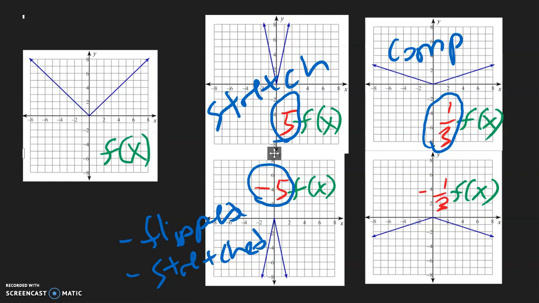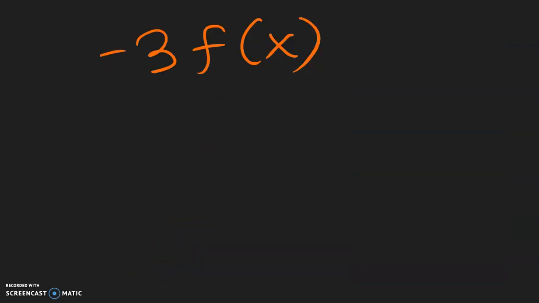So that's a stretch. And this last example here, that negative tells you it's going to be flipped, or actually we should say it's reflected over the x-axis. And because it's 1/3, which is smaller than 1, it is a compression. So let's look at some examples and we will describe the transformations.